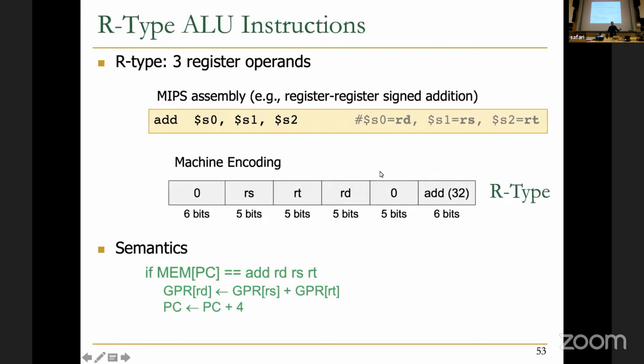So let's start with a simple instruction. This is an R-type ALU instruction. You've seen this already, right? You've seen what it does. It's a register to register add. There's a specification of it, as you can see. And the specification says, if the memory pointed to by the program counter has this encoding, that's R-type, then the general purpose register RD should get the value of general purpose register RS plus general purpose register RT. Okay, and PC should be incremented by 4.